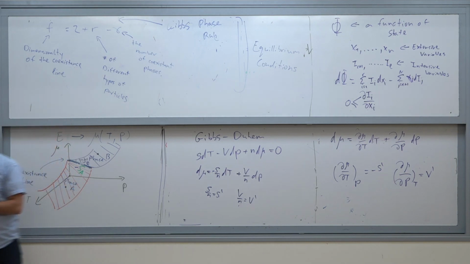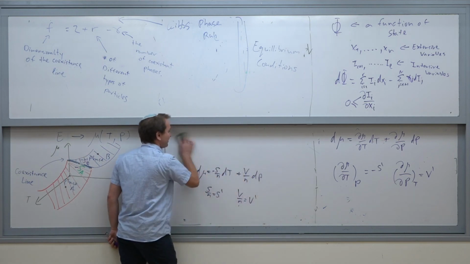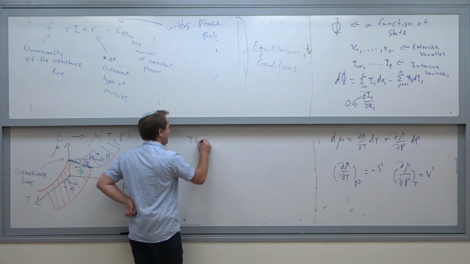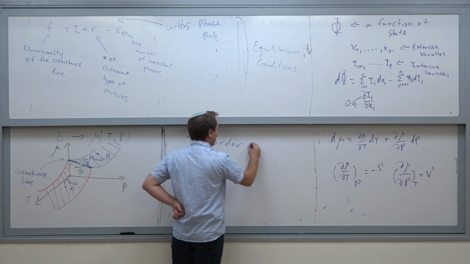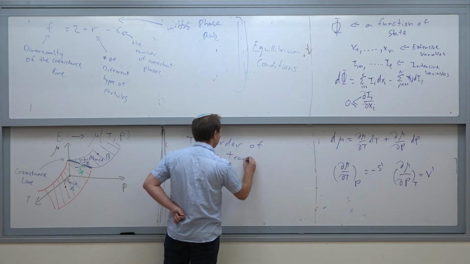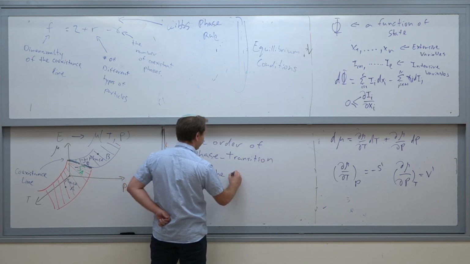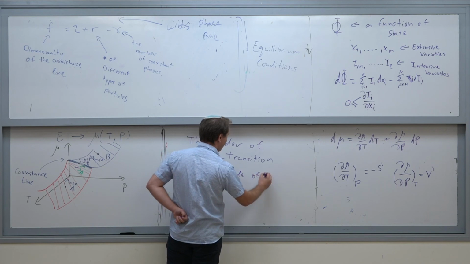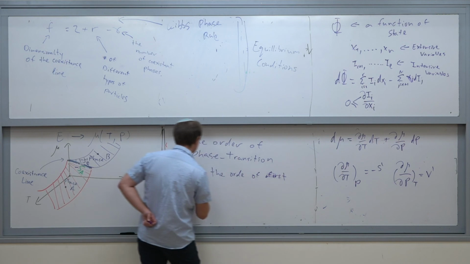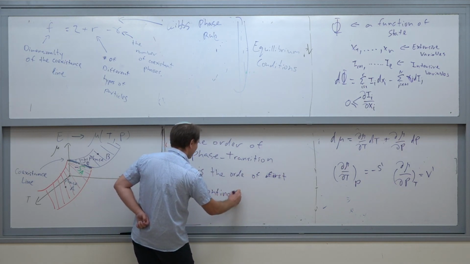Okay? So, in general, we define the order of the phase transition. The order of a phase transition is the order of the first discontinuous derivative.